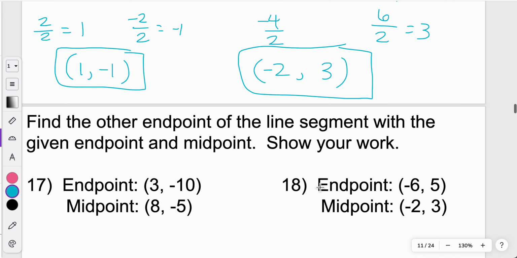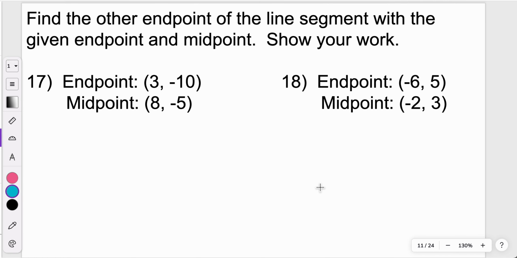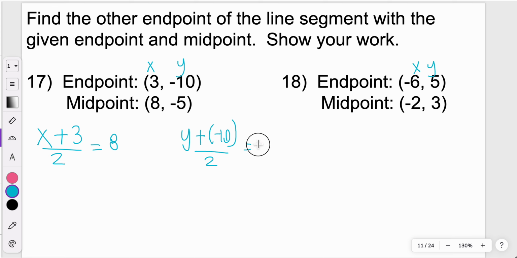Now we're going to find the other endpoint of the line segment with a given endpoint and the midpoint. This is where we're going to work backwards. I'm going to label my x's and y's, and set it equal to the midpoint. I don't know one x endpoint, but I know the other one is 3. If I divide that by 2, I get 8. And then y plus negative 10, divided by 2 should give me negative 5.